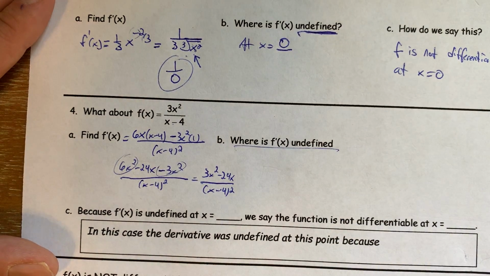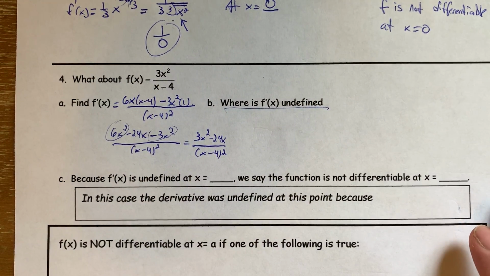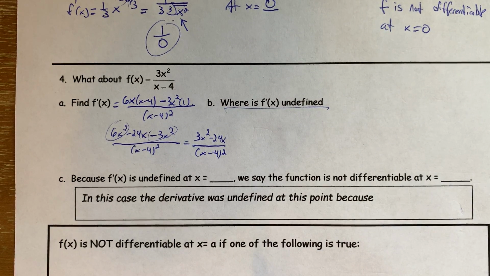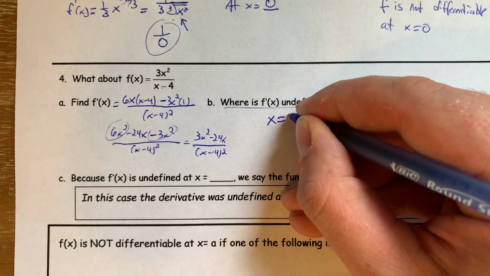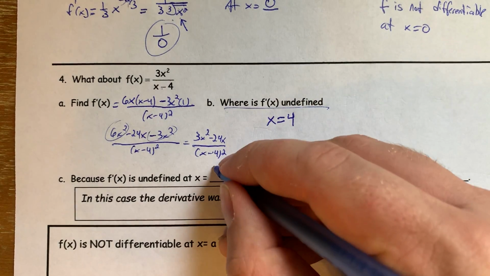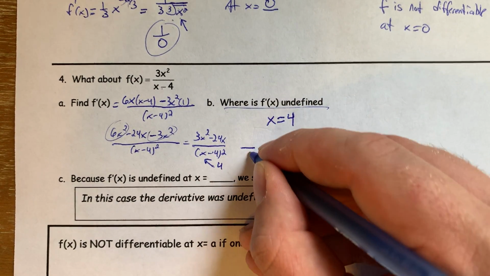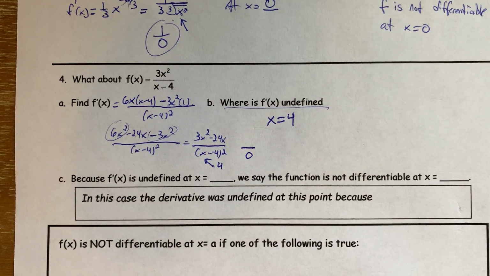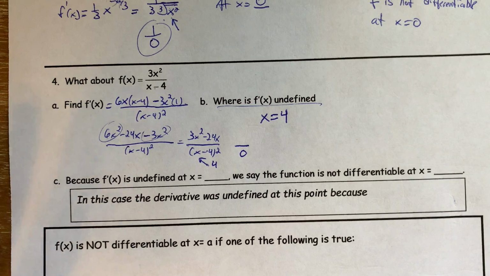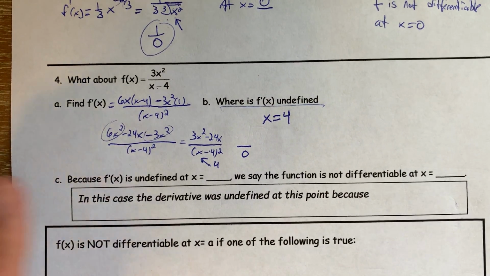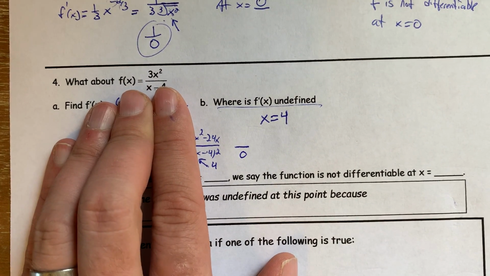So where is f prime of x undefined? F prime of x is undefined when x equals 4. Because when we put in 4, we'll get something over 0 and the derivative will not be defined. Now, none of this was necessary to tell that at x equals 4, this function was not differentiable.